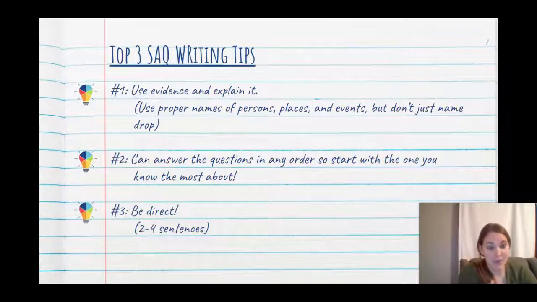I think that most short answer questions can earn full credit in 6 sentences. One sentence of evidence for each part and 1 sentence of explanation for each part. That should be enough to get you the points if you are direct, use evidence, and explain it.